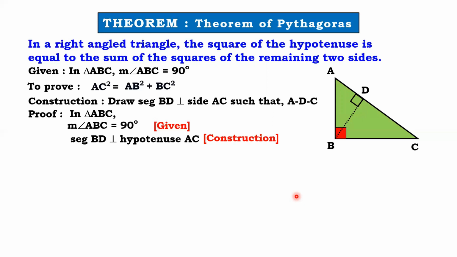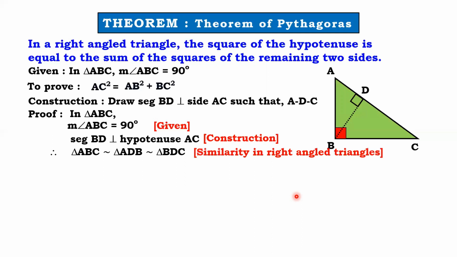Then between B and C, the fourth point D, so BDC. So triangle ABC is similar to triangle ADB, which is similar to triangle BDC. We can call this equation number 1. The reason for this is the theorem on similarity in right angle triangles. I hope all of you have understood this presentation.